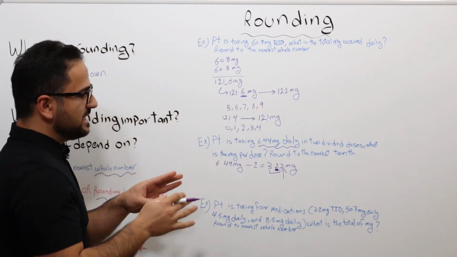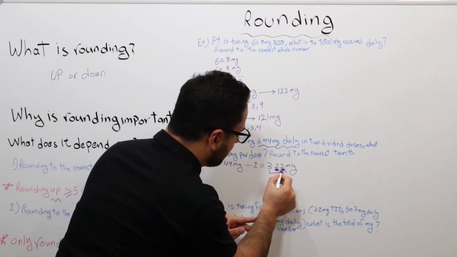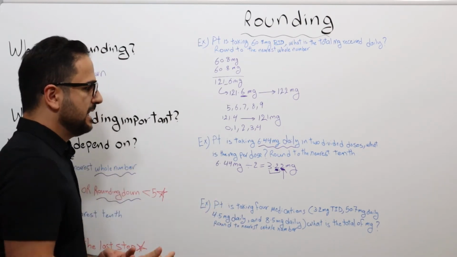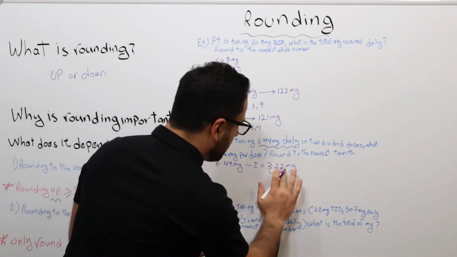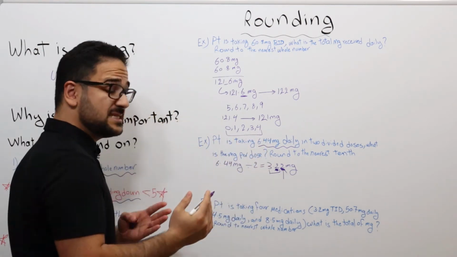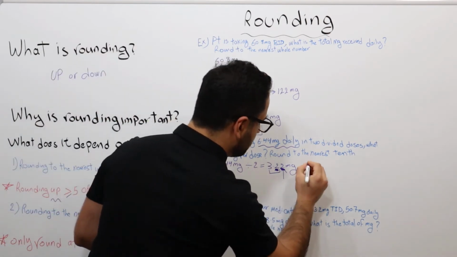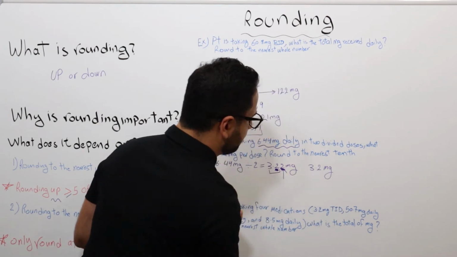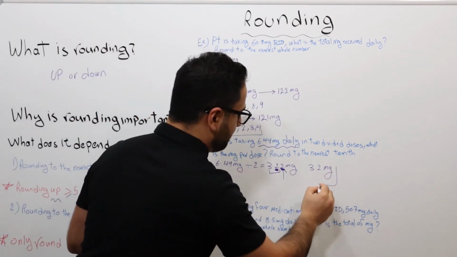When we're coming to the nearest tenth, it's not the first number, it's the second number over here. This is the number we look at to determine if it's equal to or higher than 5, or if it's less than 5. Here we have 2, which is less than 5. So the answer to this whole question is 3.2 milligrams. And that's the final answer for this question.